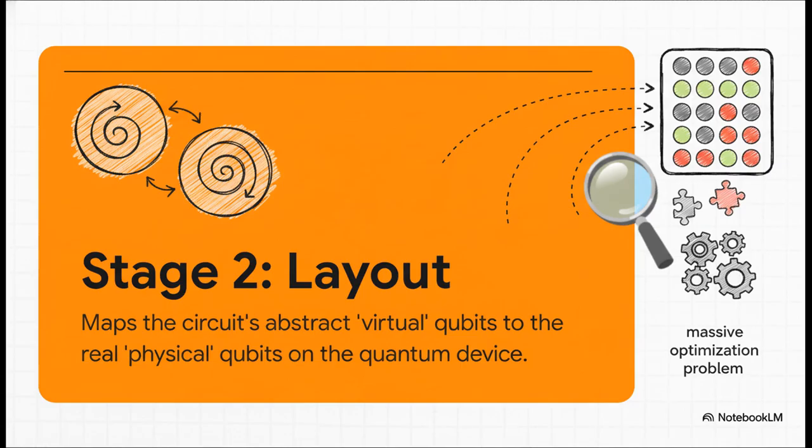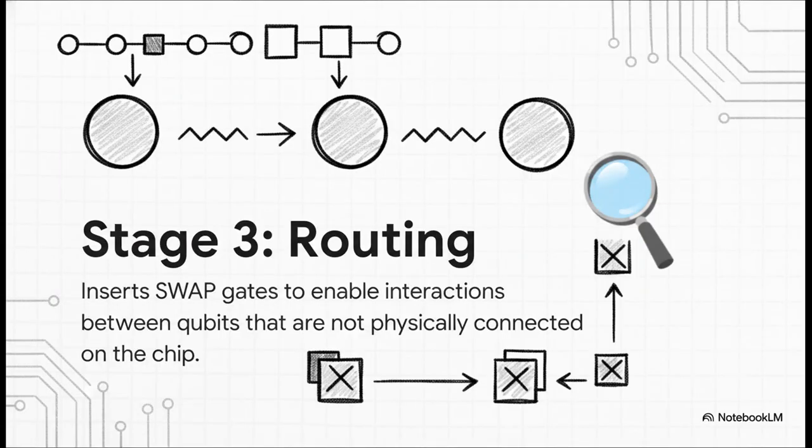All right, next up is layout, and let me tell you, this step is huge. The transpiler has to figure out which of your abstract virtual qubits should be assigned to which real physical qubits on the chip. This is a giant complex optimization puzzle because not all physical qubits are the same. They have different error rates, different fidelities, so getting the layout right can make a massive difference in whether your algorithm works or not. Okay, so once the layout's locked in, we hit the routing stage.